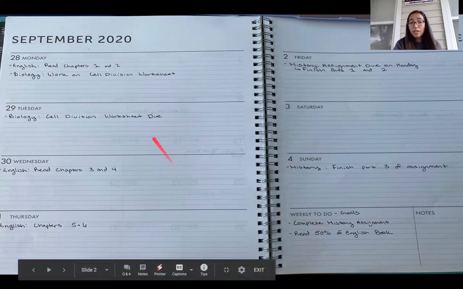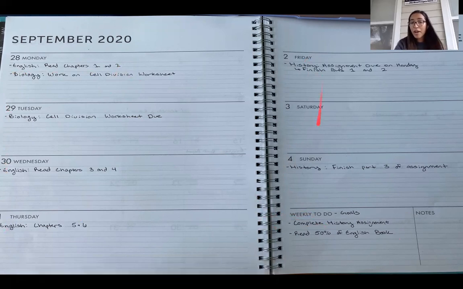And then, because I spread that out over my week but finish it on Thursday, that gives me time to do my history assignment, which I've also broken up. I'm going to do parts 1 and 2 on Friday and part 3 on Sunday.